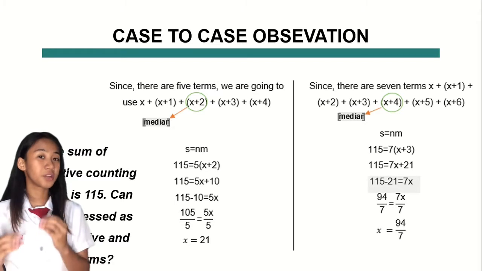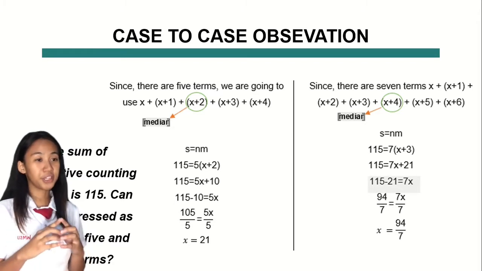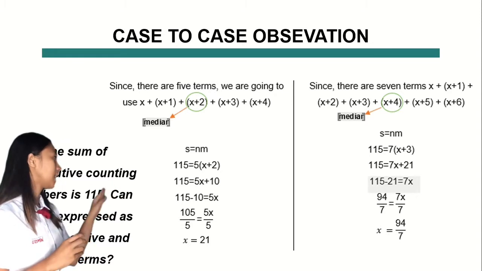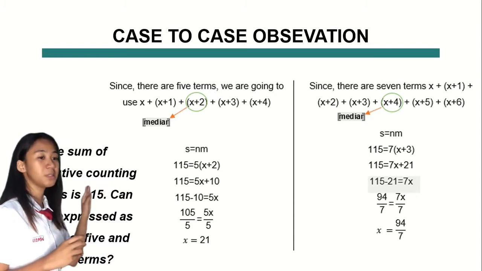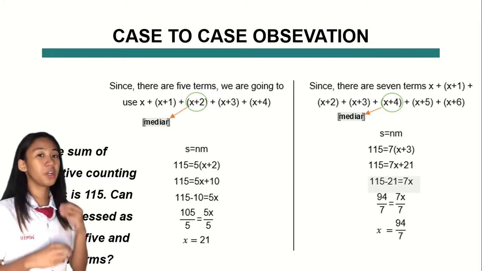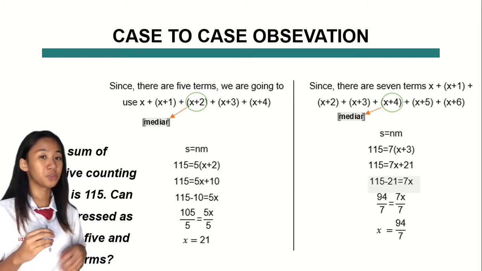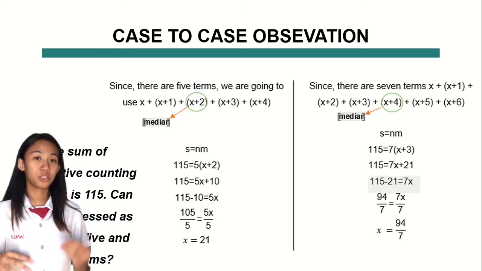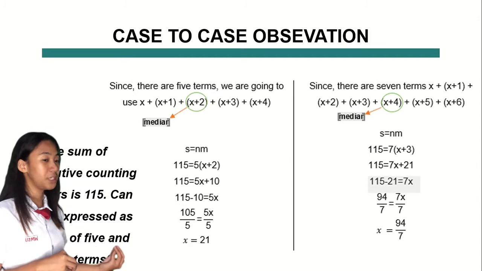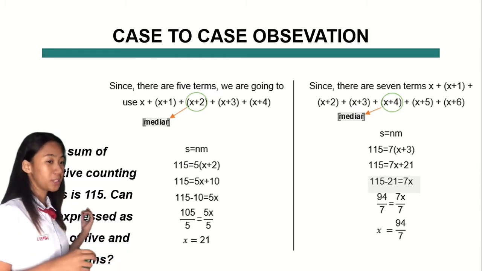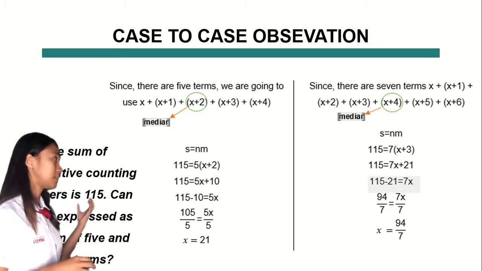So we are going to first have the 5 terms. Since there are 5 terms, we are going to have x, x plus 1, x plus 2, x plus 3, x plus 4, and x plus 2 as our median. So we are going to use the formula for odd numbers, which is x is equal to n multiplied by m. So we are going to substitute all the given, which is 115 as the sum, 5 as the number of terms, and x plus 2 as the median.